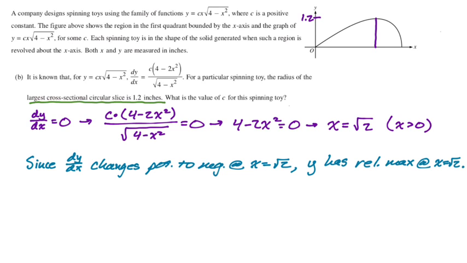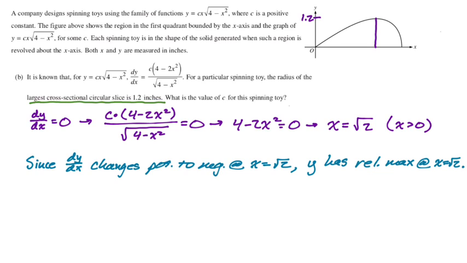So I said, since dy/dx changes from positive to negative at x equals root 2, y has a relative maximum there. I should have probably said an absolute maximum. It's the only critical point, therefore an absolute maximum. Seemed like a bit much. I don't even know that you need to do that part.